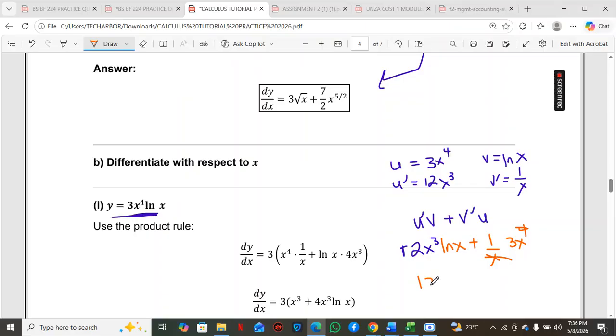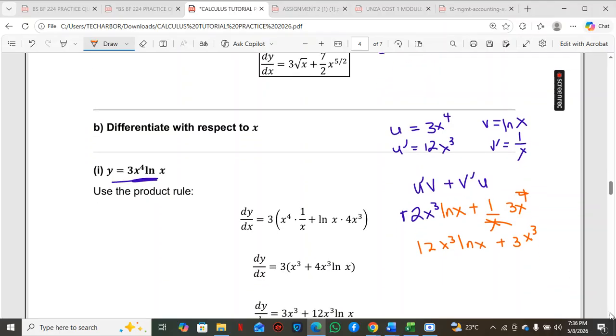So we're going to have 12x cubed natural log of x plus 3x to the power 3, which we can also factorize. We can say, okay, what is our common factor here? Our common factor is 3x cubed.